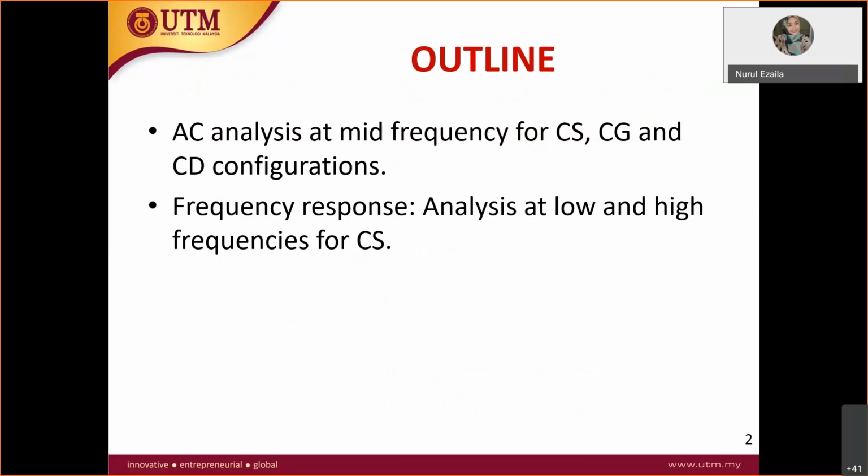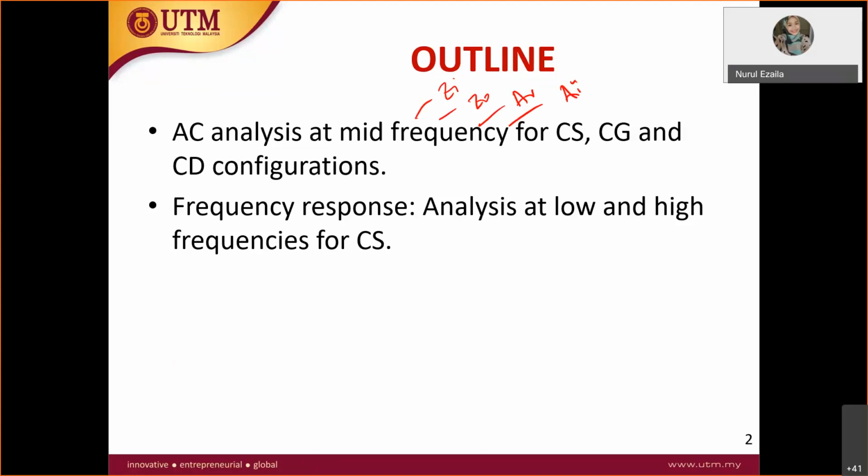So for the mid frequency, if you still remember, your objective is to draw the AC equivalent circuit and also to find the Z in, Z out, AV, and AI. Okay, so basically we will go through again what we have done in BJT, but this one for MOSFET. Okay, it has three configurations. Same like BJT, it has common source, common gate, and common drain.